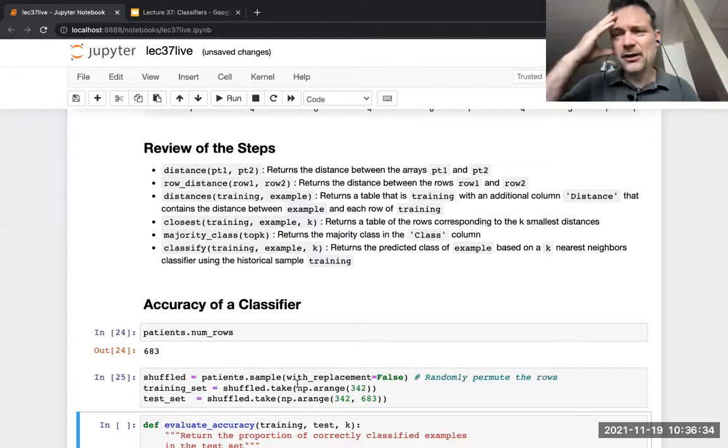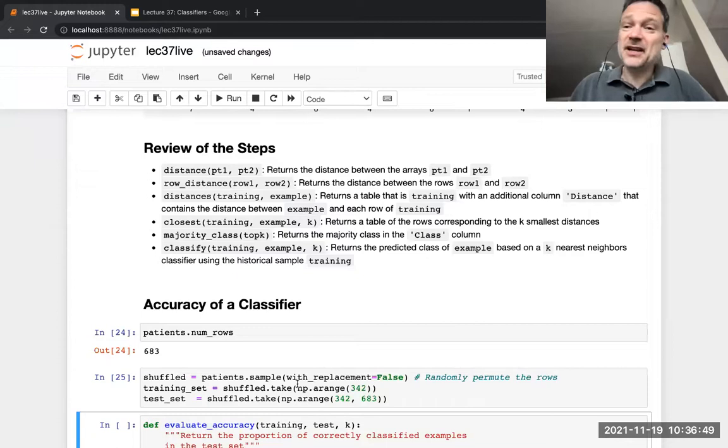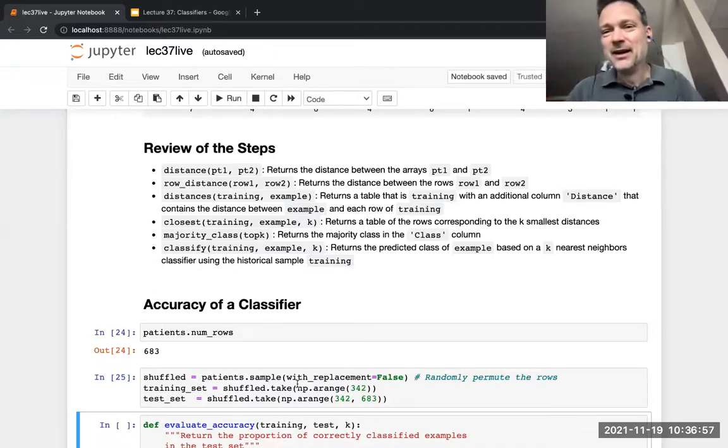Why did I randomly shuffle? Does it matter? It's just kind of a detail, but just in case, I don't know where this data set came from. Maybe the researcher helpfully organized it, so they put all the benign patients first and all the malignant patients last or something like that. And then it wouldn't be a random sample. So randomly shuffling should make this a random sample.